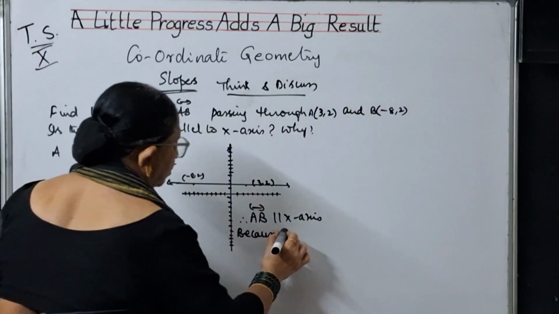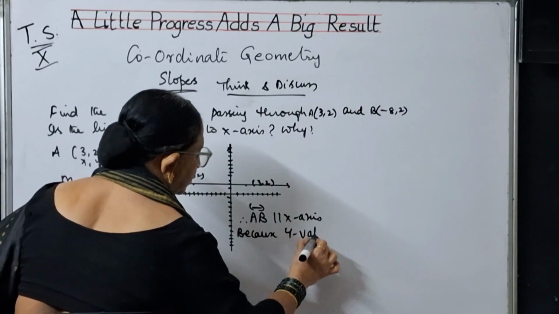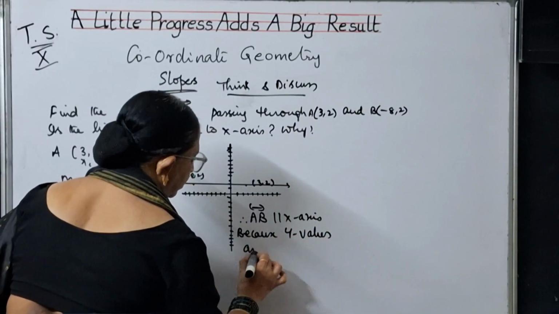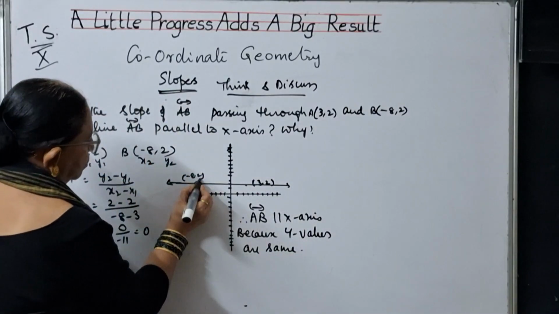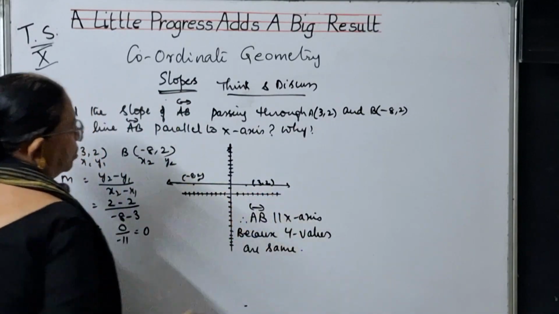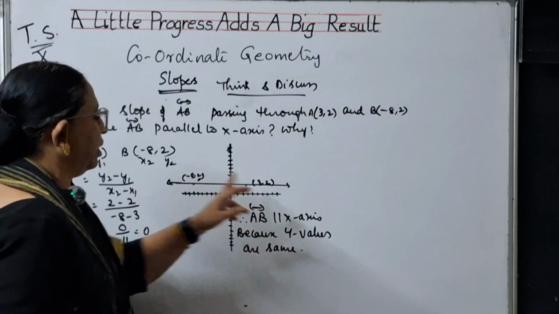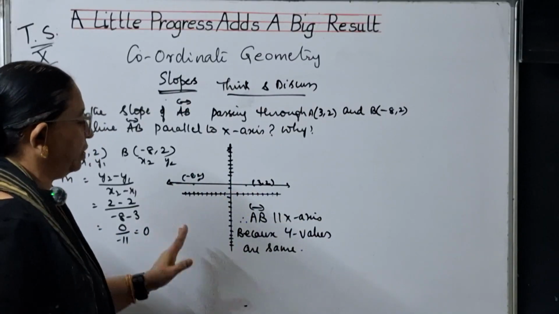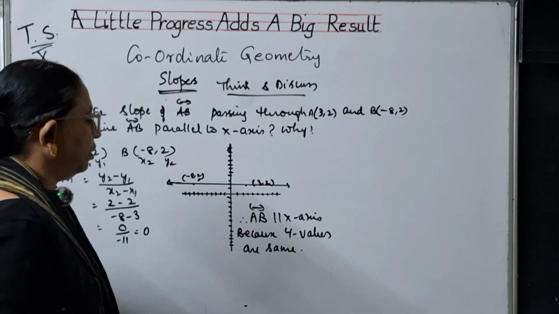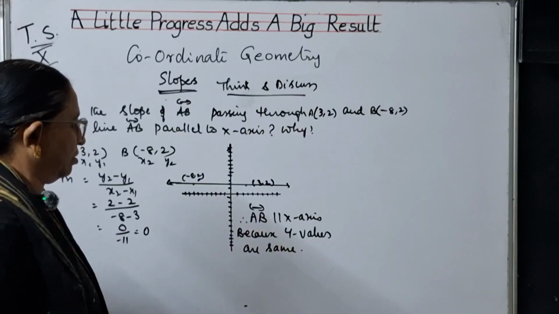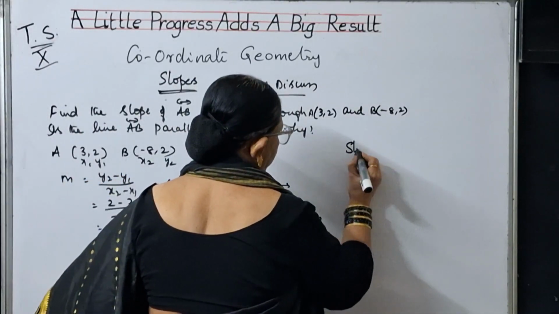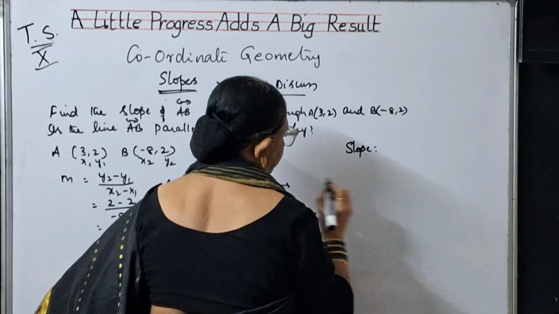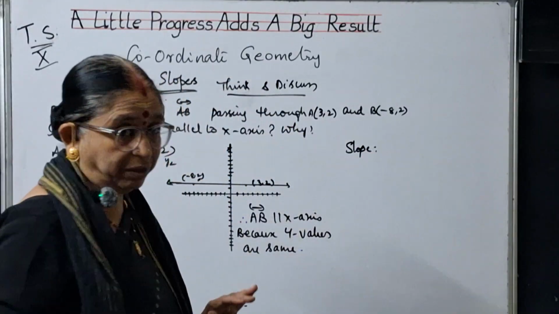what are you getting? Y values are same. Isn't it? This is 2, this is 2. Y values are same, x values are varying. So definitely AB is parallel to the x-axis. So in this case, let me proceed with it. Let me talk about slope. This I want you to learn.